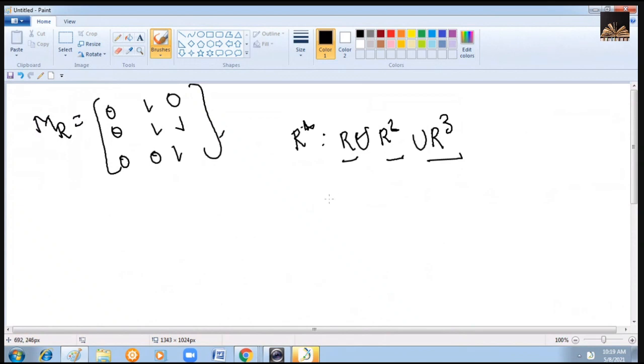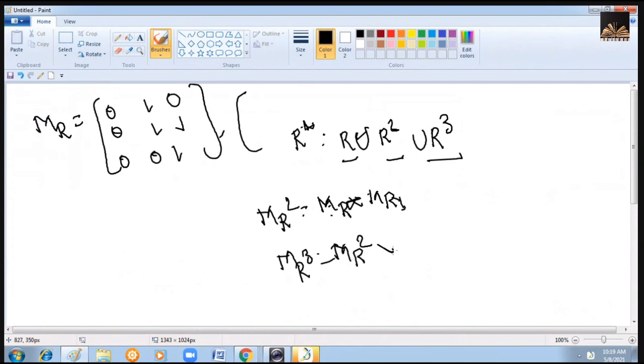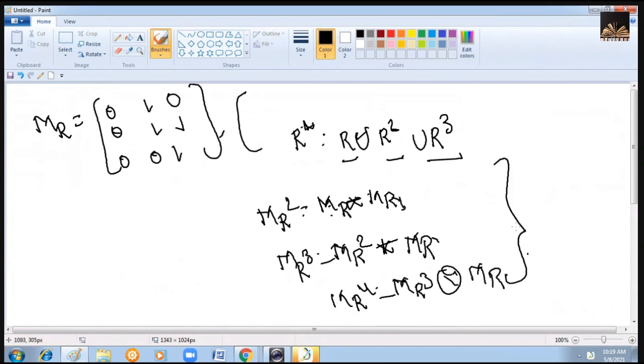Now how will you represent the matrix representation? First you need to calculate MR2. How will you calculate MR2? You need to perform the Boolean product of MR and MR. Next, MR3 is equal to MR2 and MR. Similarly, for MR4, you need to calculate MR3 and MR. So you need to calculate the Boolean products.